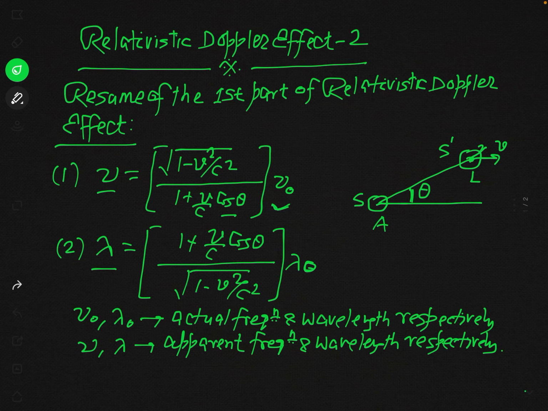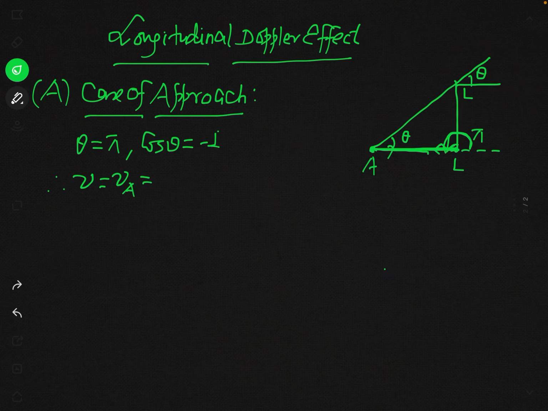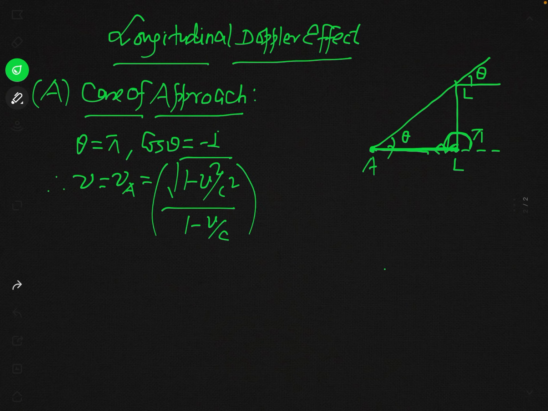Simply you have to take cos theta equal to -1. And so you can see what this nu A will be in this condition. This will be the square root of 1 minus v square over c square, divided by 1 minus v by c, because in this condition cos theta is -1, into nu naught.